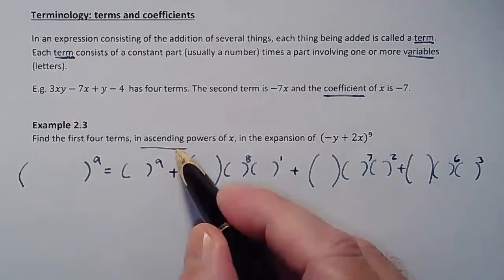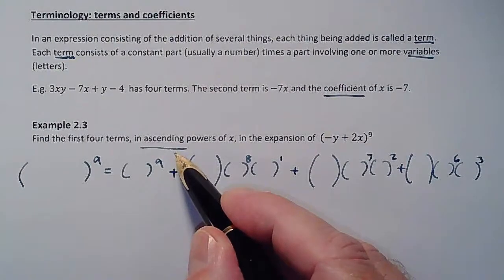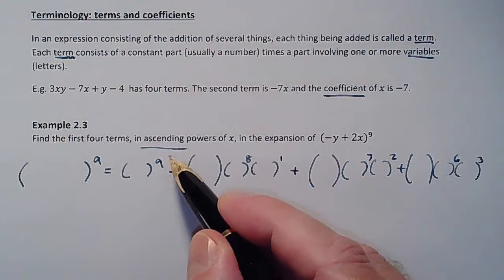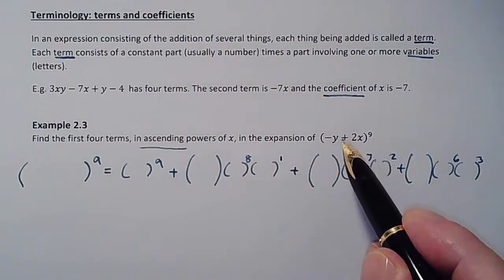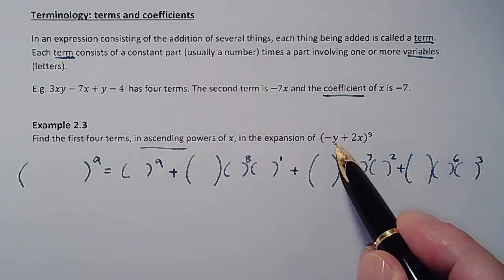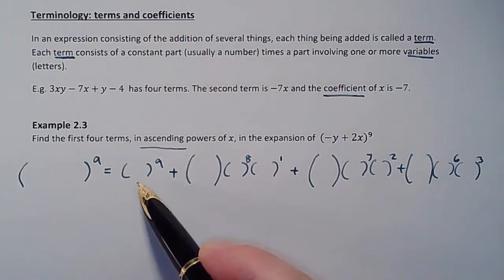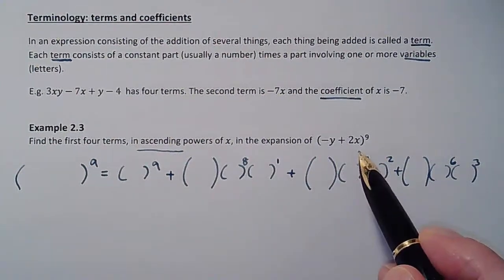Okay, but I need to make sure that it's ascending powers of x. So that means I need the powers of x to start small and get bigger. So it might have been that I'd have to change the order of these terms. If the 2x had been first, then I'd have started with 2x in the bracket to the power of 9, which is the biggest power of x. These are actually the right way round.